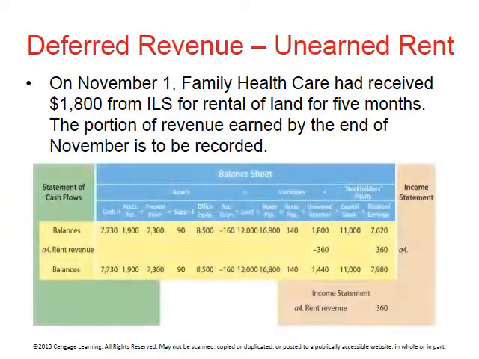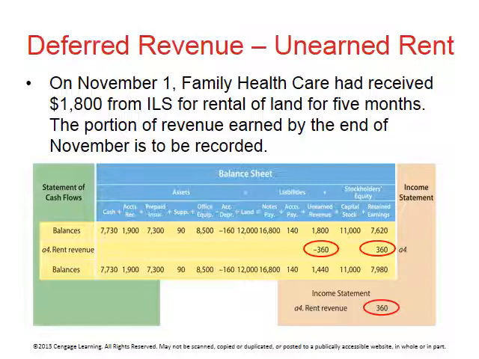So let's look at unearned rent. So on November 1st, we had received $1,800 from ALS for rental of land for 5 months. So we're going to take a look at 1 month of revenue recognition for the 5 months of rent that they paid up front.